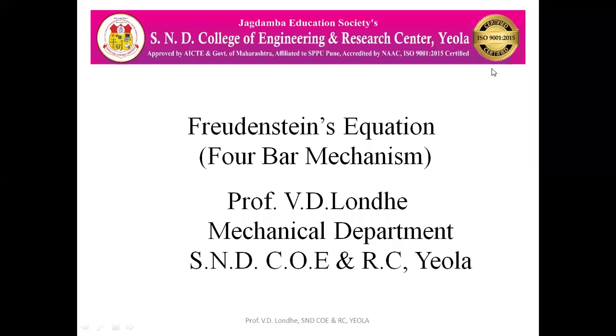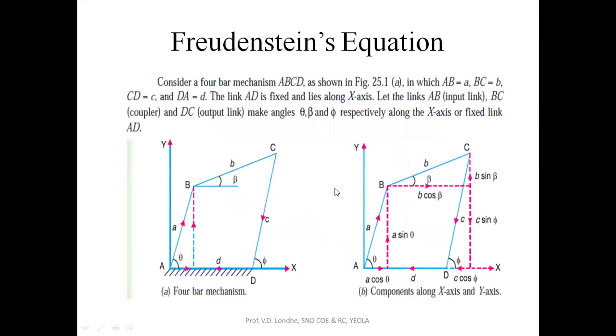Hello everyone. Today we are going to see the Freudenstein equation, which is applicable for the four-bar chain mechanism. This is the analytical method to synthesize the four-bar chain mechanism. In the Freudenstein equation, this is the four-bar chain mechanism in which the link AD is fixed, link AB is the crank, BC is the coupler and CD is the rocker.